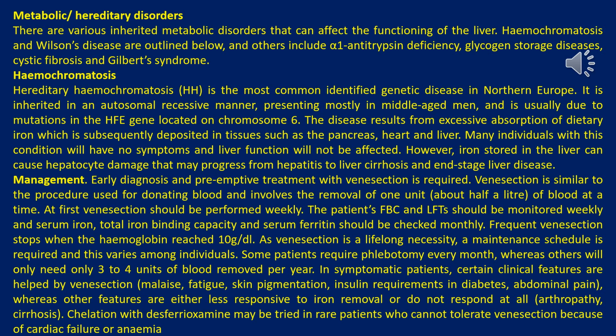There are various inherited metabolic disorders that can affect the functioning of the liver. Hemochromatosis and Wilson's disease are outlined below, and others include alpha-1 antitrypsin deficiency, glycogen storage diseases, cystic fibrosis and Gilbert's syndrome. Hemochromatosis. Hereditary hemochromatosis, abbreviated as HH, is the most common identified genetic disease in Northern Europe.